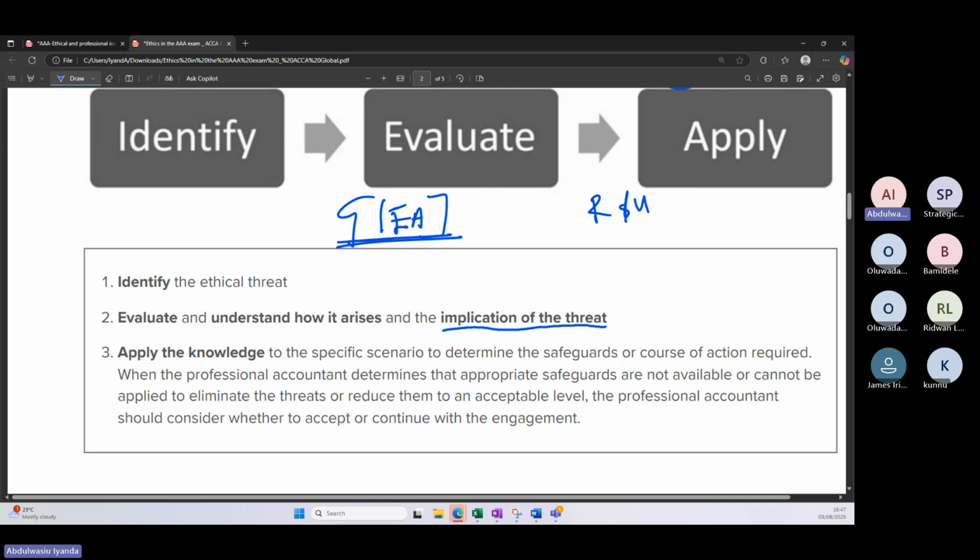Let's say for this, you are the one that implements the system, and you're also the one evaluating the system, and you ask, what is the implication? There's a word now: self-review. What is the implication of that self-review?